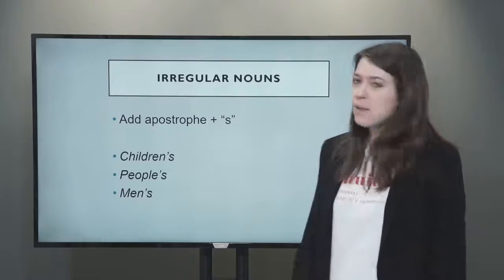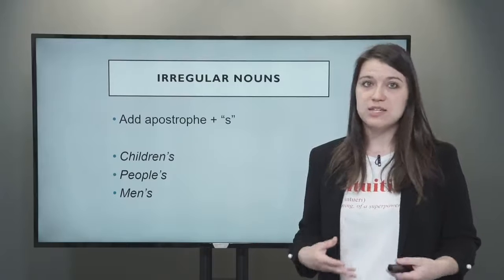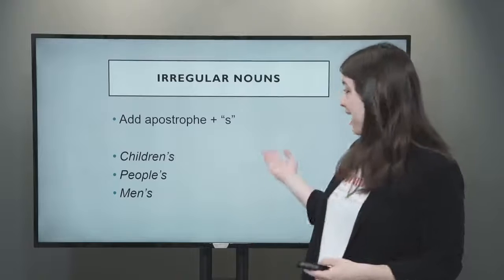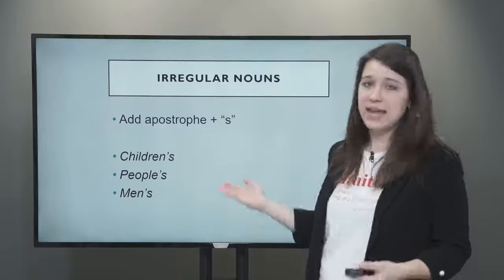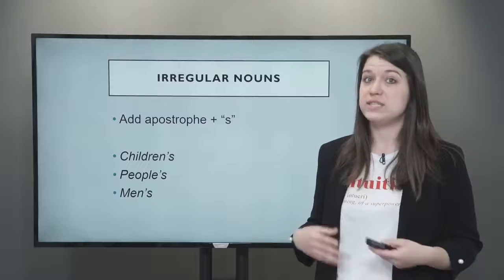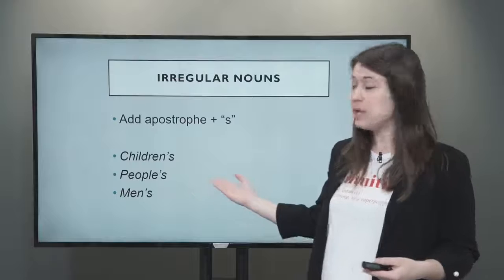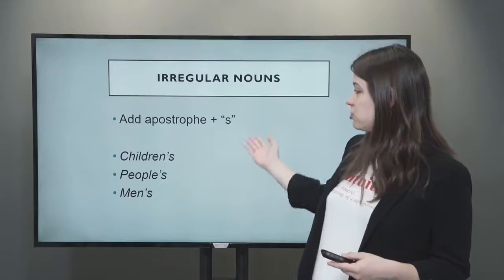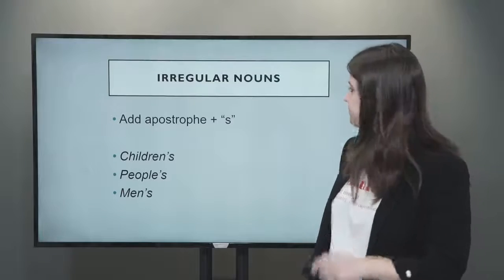All right, let's talk about irregular nouns. There are some irregular nouns in English, and with irregular nouns, we simply add an apostrophe S. Irregular nouns are like children. In English, we don't say childs, we say children. Person, the plural is people, so not peoples, and man, the plural of man is men. So men's, children's with an apostrophe S, people's, and men's.